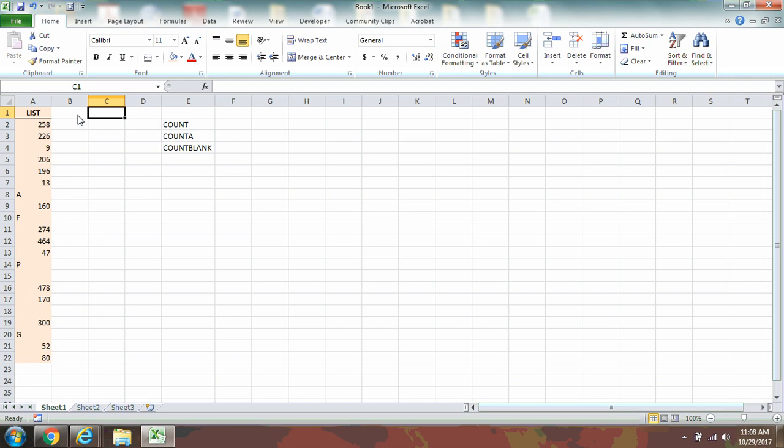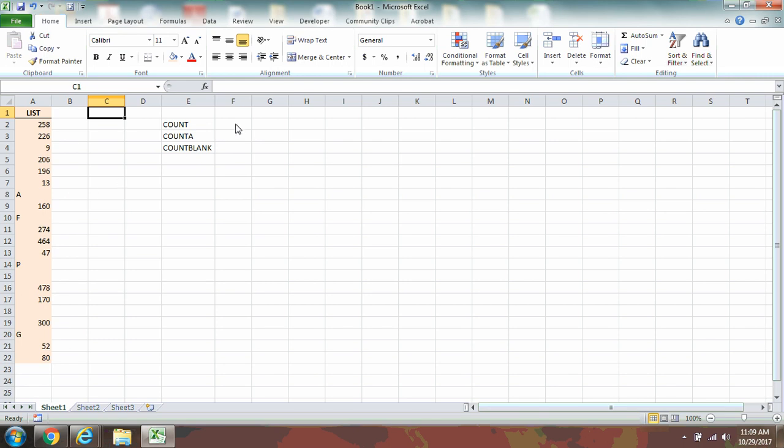So let's start with a list of values here. These values could really be anything. They could be phone numbers, zip codes, email addresses, names, last names, whatever you want to call them. Here I've just called them a list. And now we're going to explore these three functions with this list.